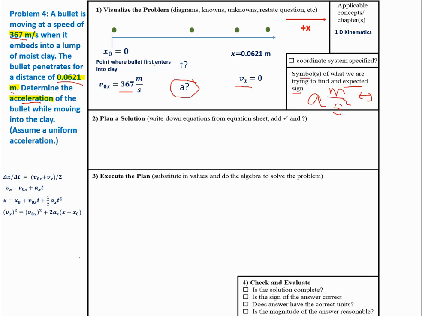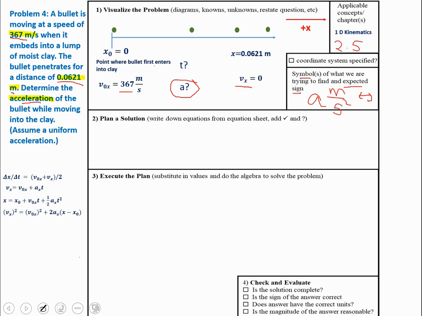Now let's look at the applicable concepts. The bullet is moving in a straight line, so this is a 1D kinematics problem, and this is chapter 2.5 in your textbook.